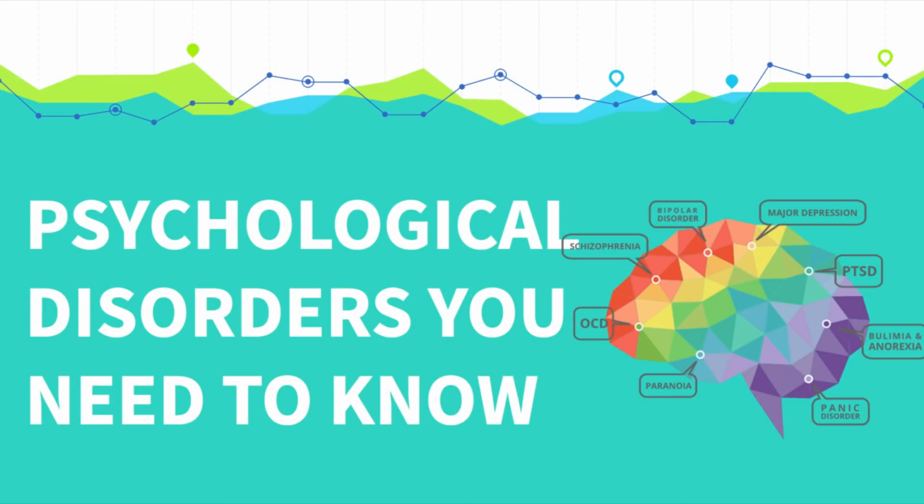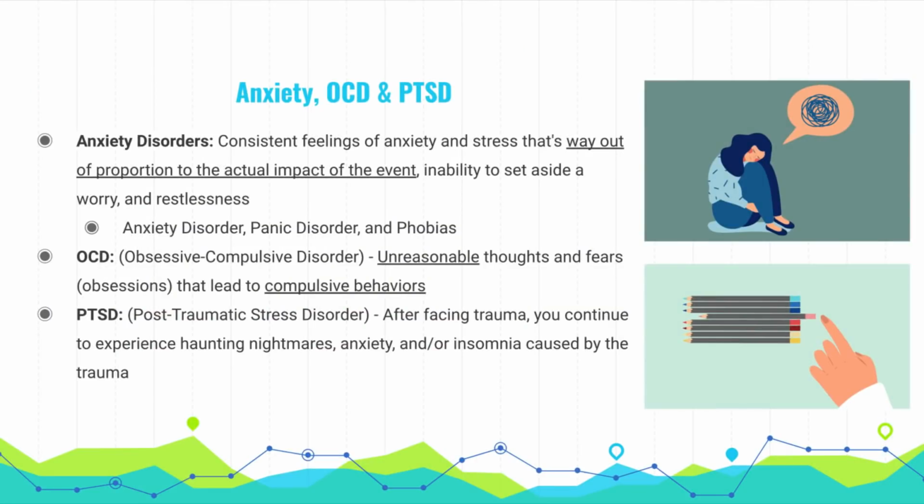We're going to give you the basic definition and some key characteristics of them. But if you need a little bit more information about any of these, make sure to check out our videos on Unit 12, which go into much more depth. We're going to begin with anxiety disorders, which are consistent feelings of anxiety and stress that's way out of proportion to the actual impact of the event. Some examples of these are generalized anxiety disorder, panic disorder, and your classic phobias. OCD, or obsessive compulsive disorder, is characterized by unreasonable thoughts and fears, or obsessions, that lead to compulsive behaviors.